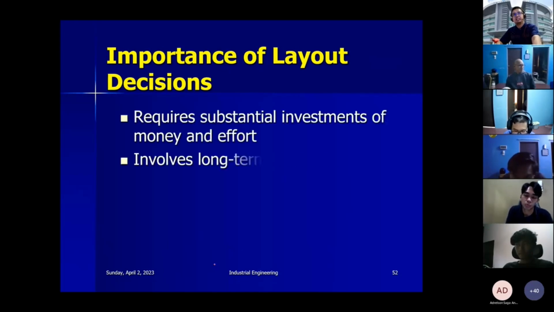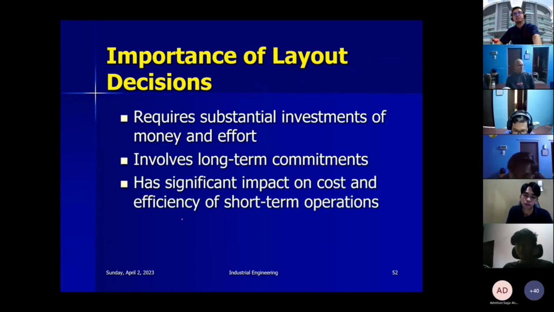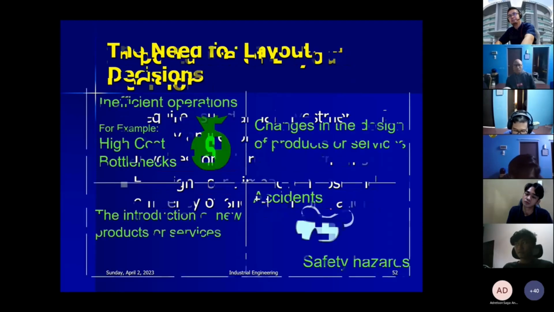Now, the importance of layout decisions. The first one, they require substantial investment of money and effort. They involve a long-term commitment and have a significant impact on the cost and efficiency of short-term operations. This is important in how we make decisions for the layout design.